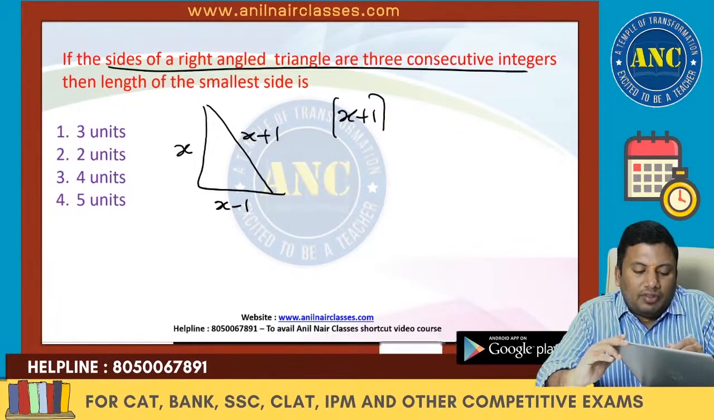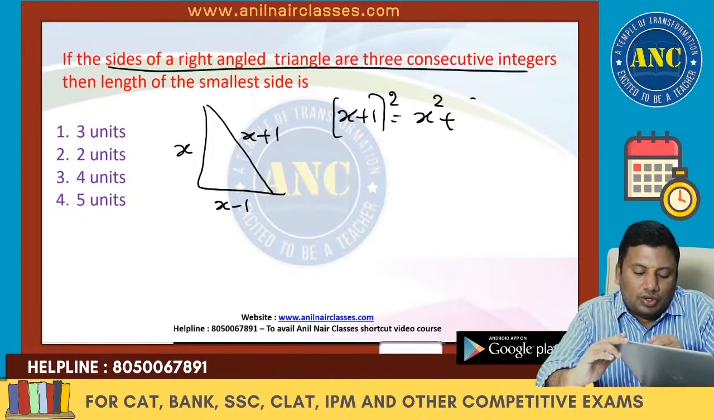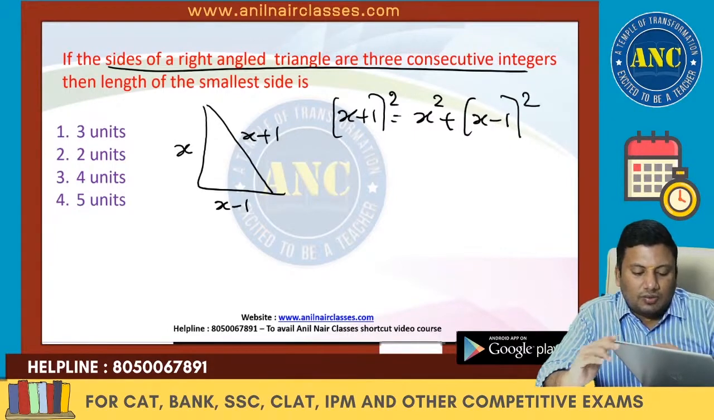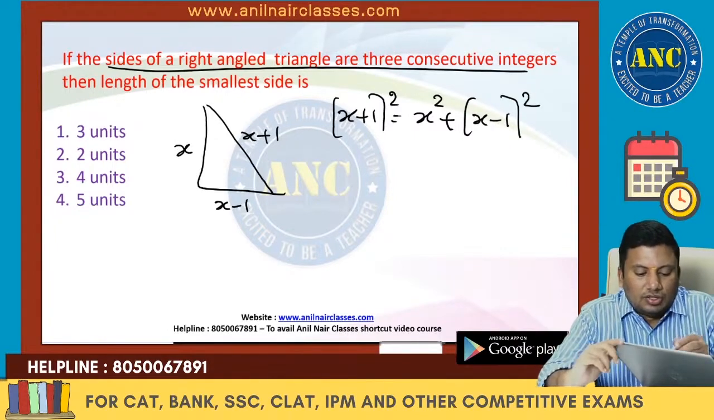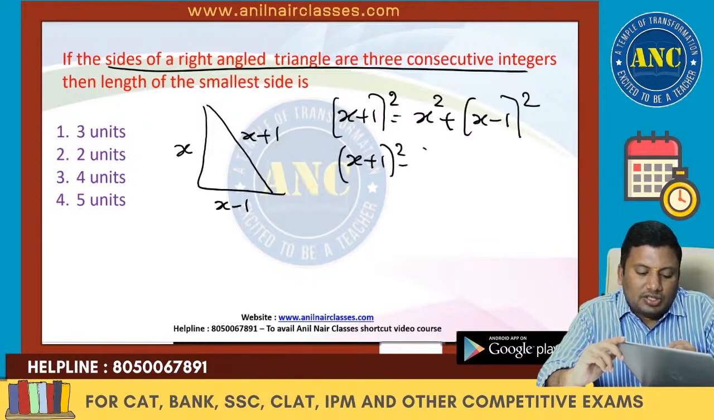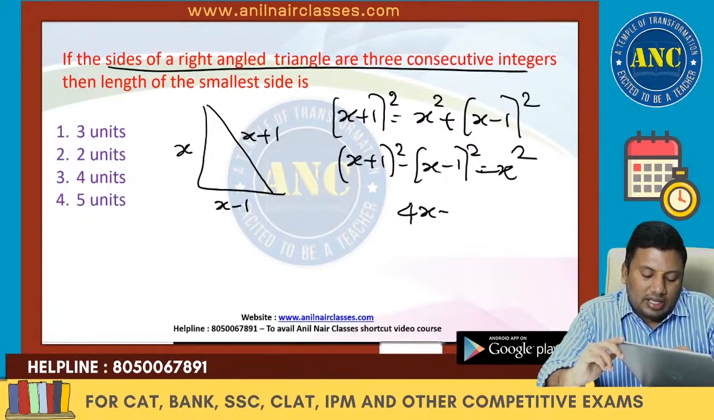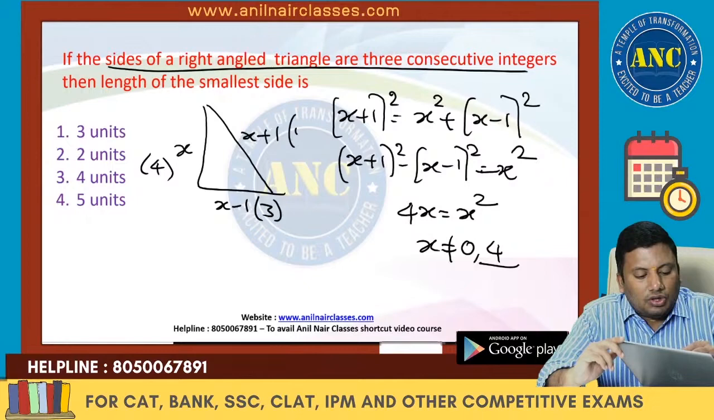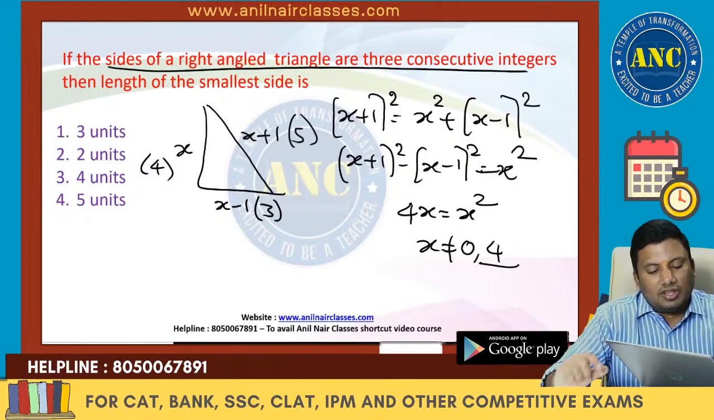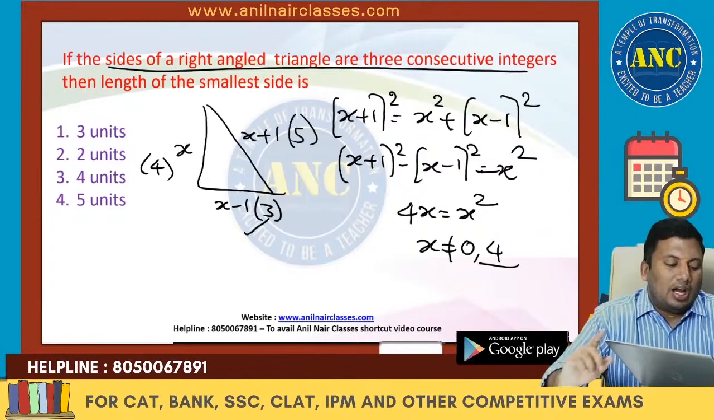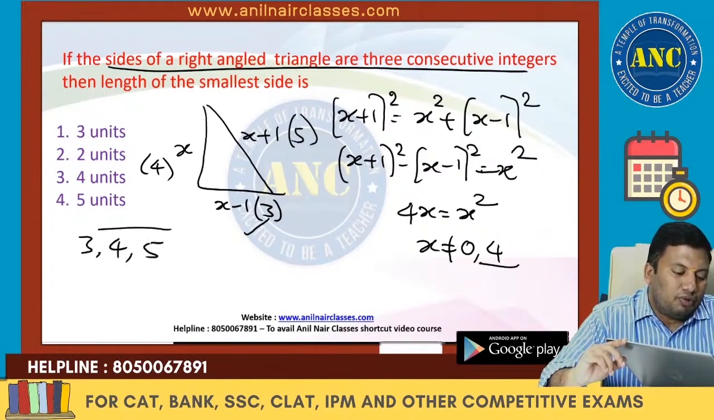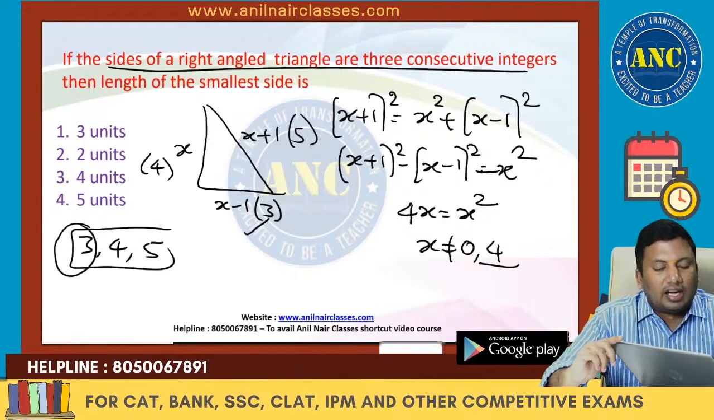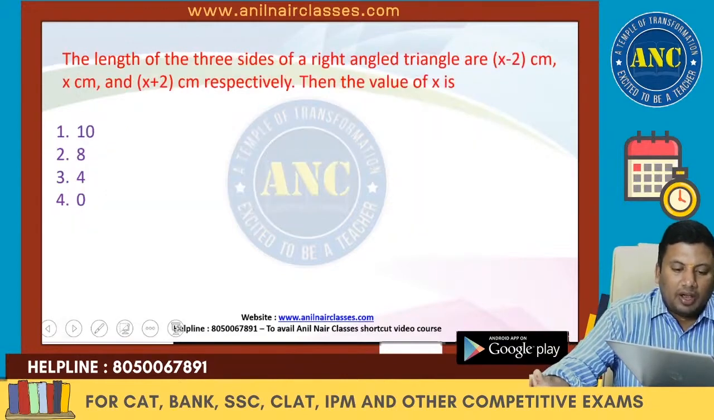Either you can apply the Pythagorean values, which I don't suggest. x square plus x minus 1 square equals x plus 1 whole square, so x plus 1 whole square minus x minus 1 whole square is 4x, which equals x square. x cannot be 0, so x is 4. So these are 4, 3, 5. The length of the smallest side is 3. Or if you are good in Pythagorean triplets, 3, 4, 5 satisfies this condition. Directly you can say that the answer is 3. I hope it is clear.